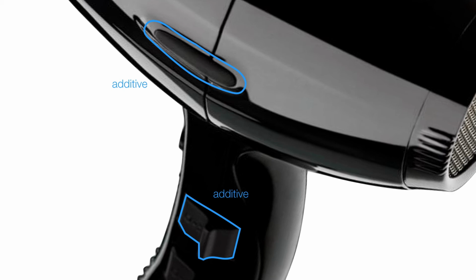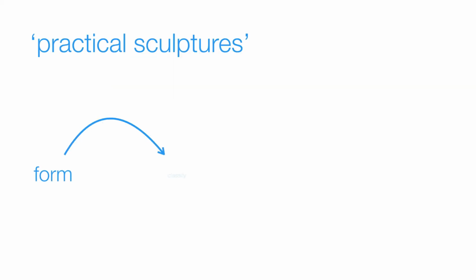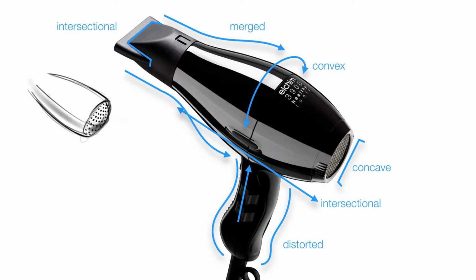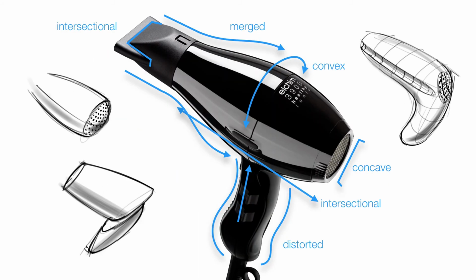So thinking about these practical sculptures, these products that we see, we look at the form, we classify, and then we can start transforming them to come up with new variations, iterations on the design. Now we can do that on an existing product. We can also do that on products that we are designing.